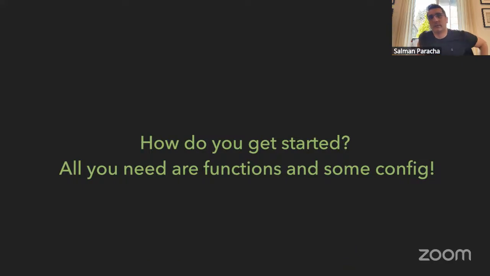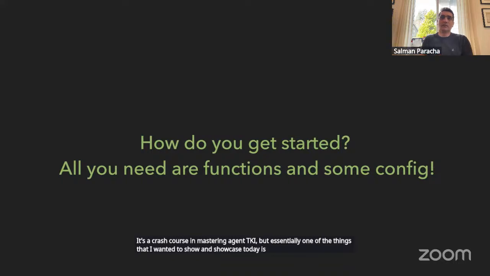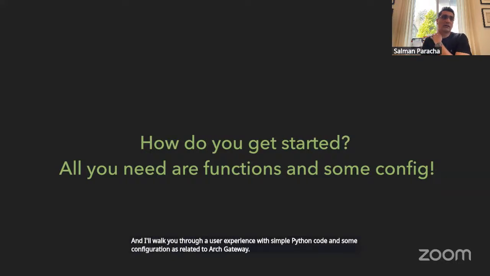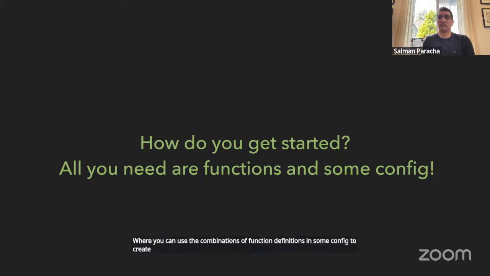It's a crash course in mastering agentic AI, but one of the things I wanted to showcase today is that you can move the needle forward in a major way with a few function definitions and some configuration. So I'll get out of presentation mode and walk you through a user experience with simple Python code and some configuration related to Arch Gateway. That will be a segue into showing how you can use the combination of some function definitions and some config to create and power an agentic experience.